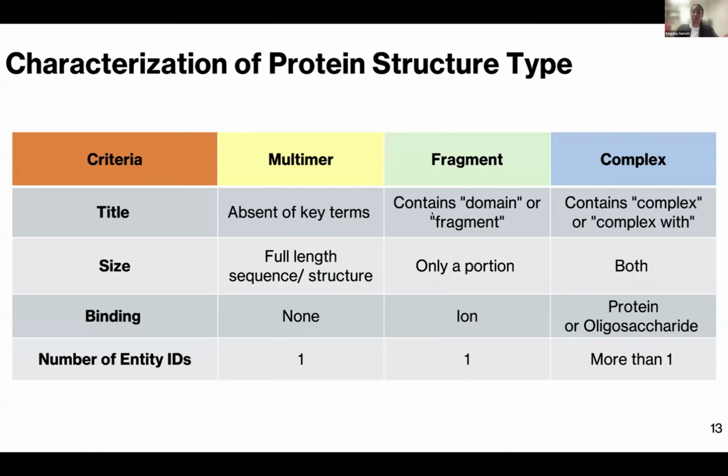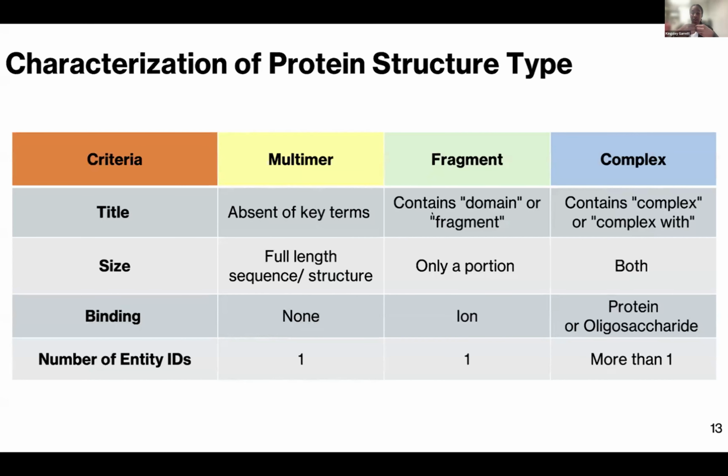And so this brings us to the binding part as well, because the difference with this is multimers usually had nothing bound to them, because they stood alone as a full structure, while fragments usually are only bound with an ion such as calcium or zinc. And then complexes stood out because it was a protein and another protein bound together, or it was a protein and a polysaccharide bound together.